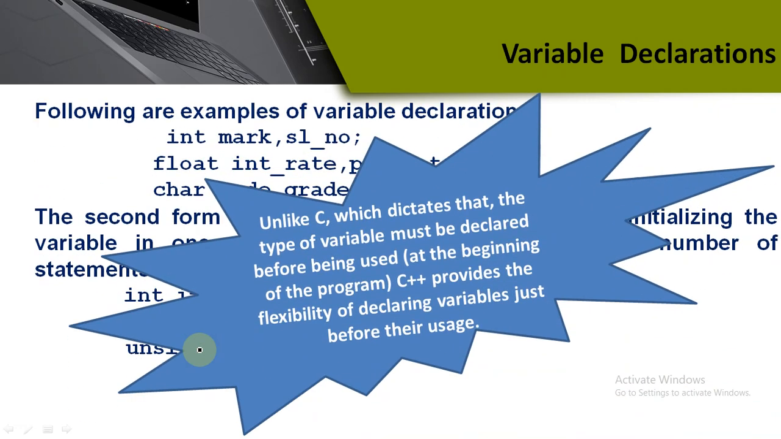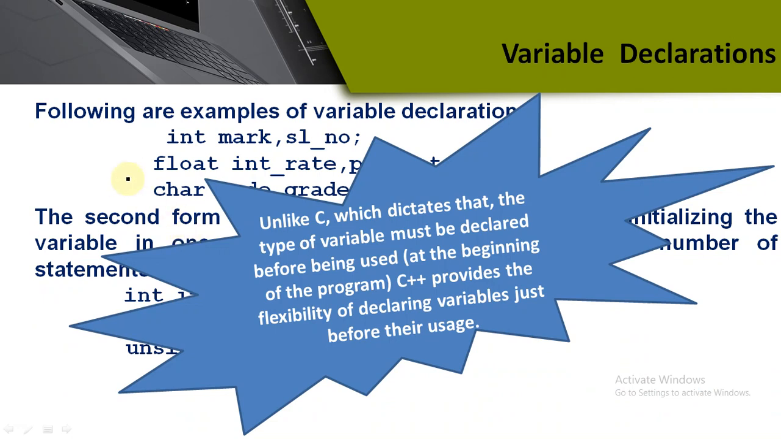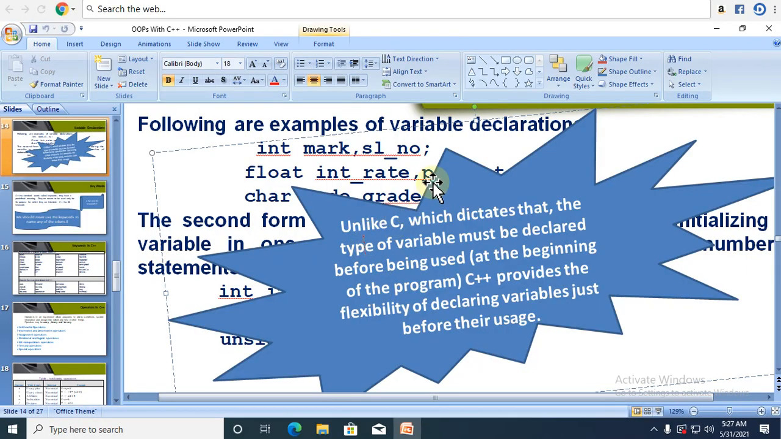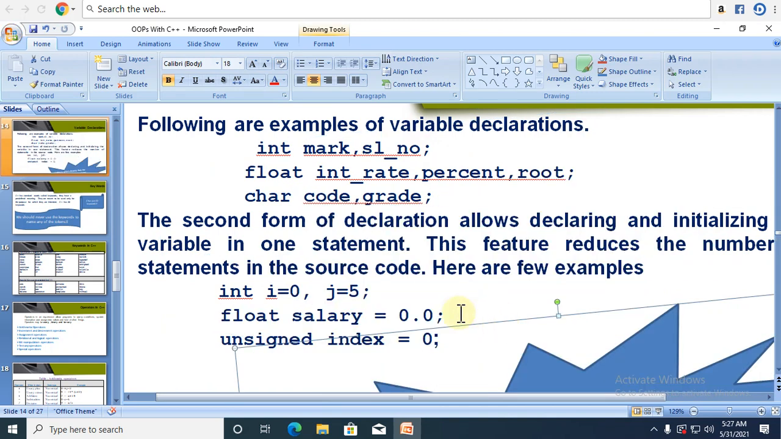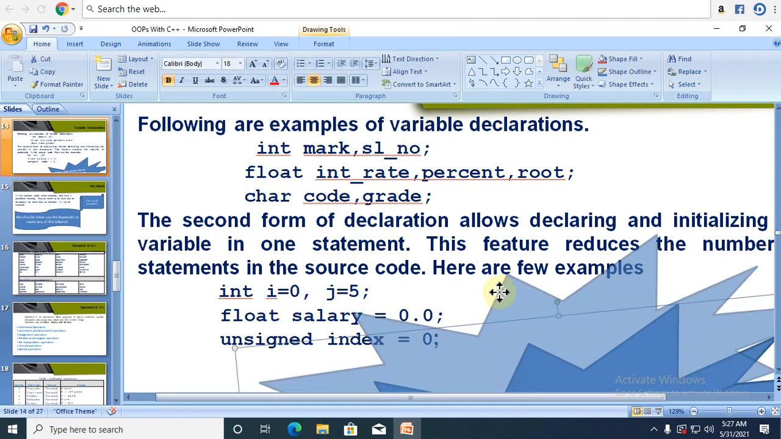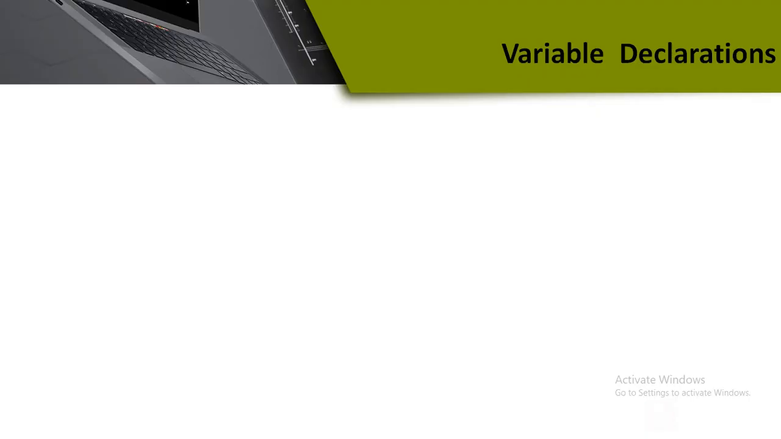And following are examples of variable declaration: integer mark, and float rate. There are several examples scattered over here. Of course, we can just hide it for a while, and I will take it over here. We can see the second form of declaration allows declaring and initializing a variable in one statement. Here there are multiple statements. There are no changes as such as far as C++ is concerned. These are all the primitives of C++. It doesn't change much.